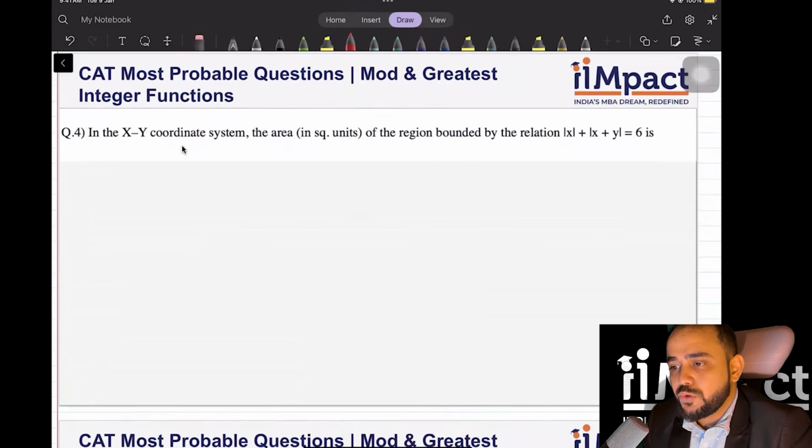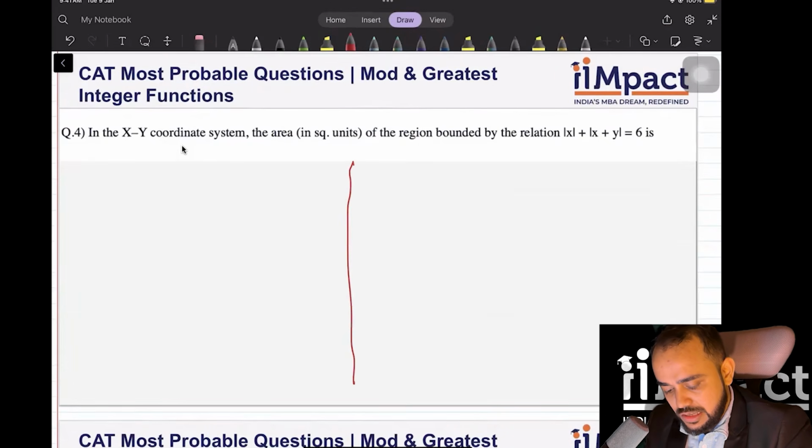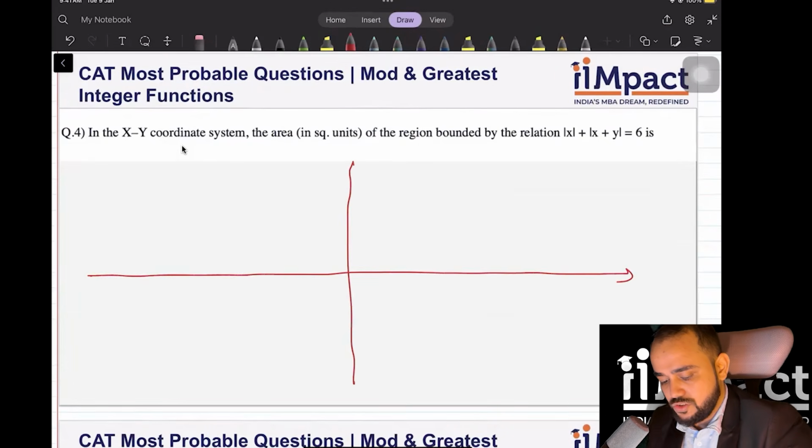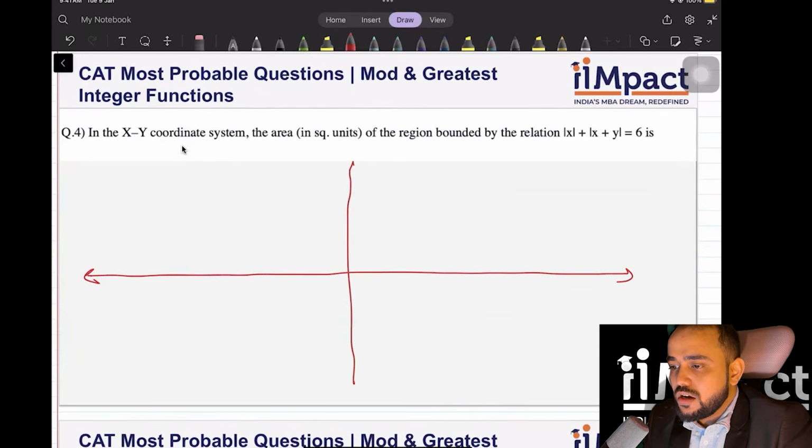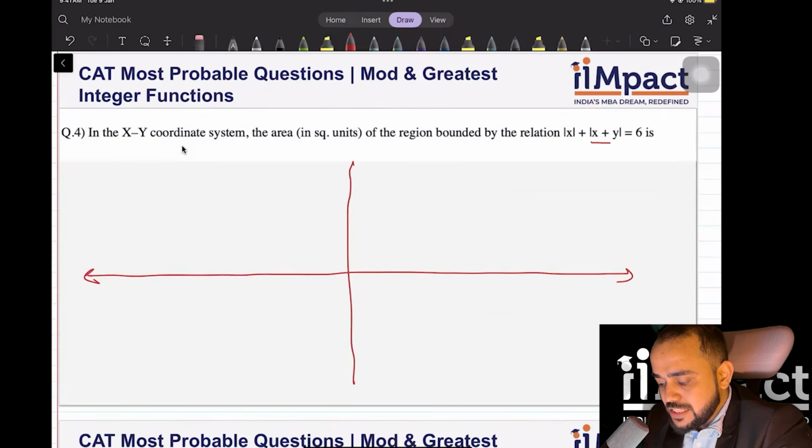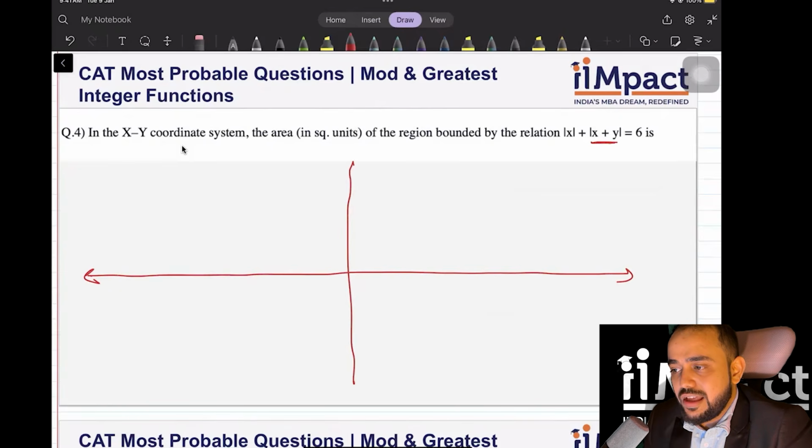So the next question is, in the xy coordinate, the area of the region bounded by the relation mod x plus mod of x plus y is equal to 6. Again, because they are asking for the area, I might as well just draw the graph. Now, this one is a bit tricky to understand. x plus y is something that I have to open. I have to understand if x plus y is going to be positive or negative.